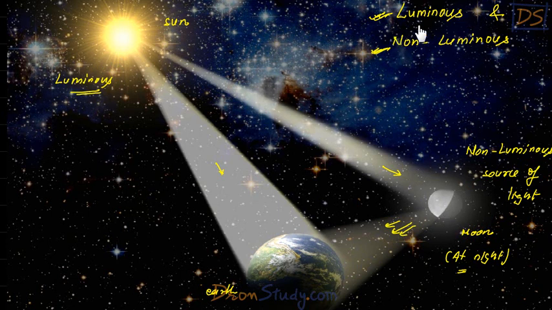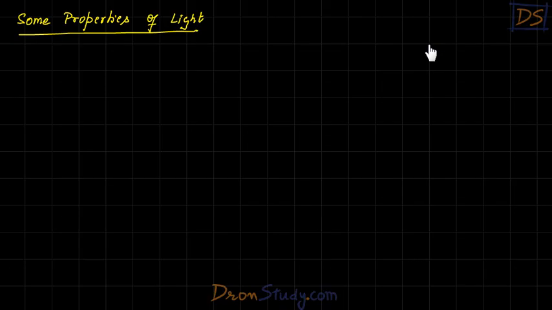So students, enough about luminous and non-luminous sources of light. We have understood clearly what they are. Now it's time to move ahead in this chapter. So I'm going to tell you some very simple, straightforward basic properties of light. So the first thing is, light is a form of energy. Now what do you understand by this statement, students?